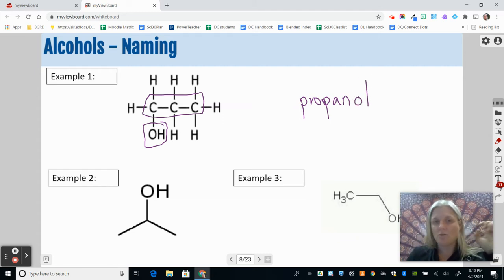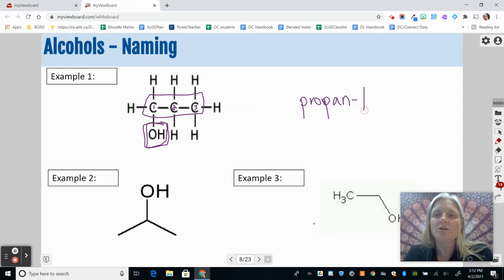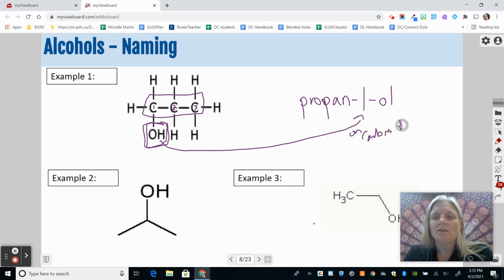Propanol. Now we have to do an extra step in this case because we do need to say what carbon our alcohol group is on. So we've got carbon 1, 2, and 3 here. Our alcohol group, or hydroxyl group, is on carbon 1. So I am going to erase our OL, and right in front of where the OL is, I'm going to say which carbon number our alcohol is on. This is telling me that the alcohol group is on carbon 1.